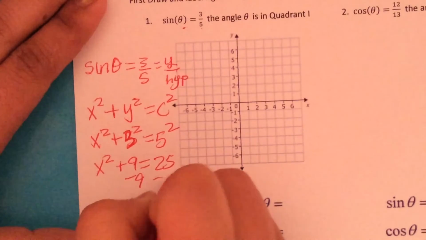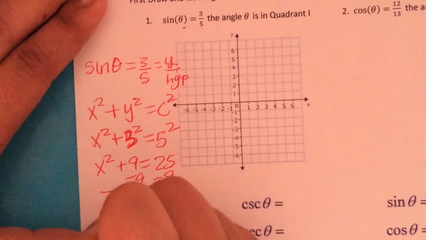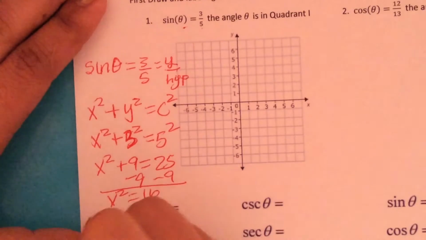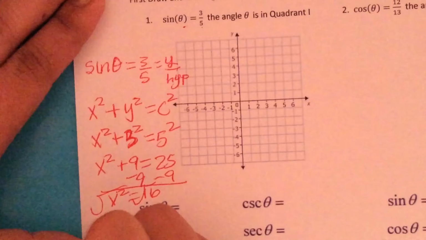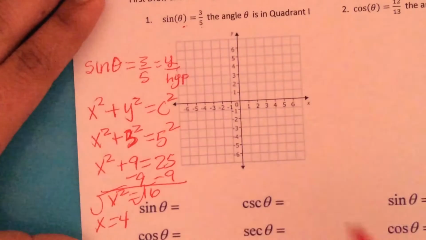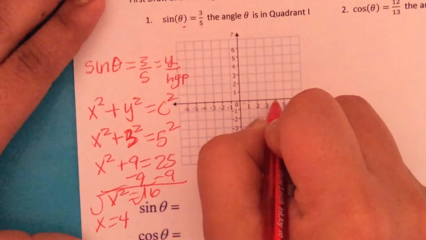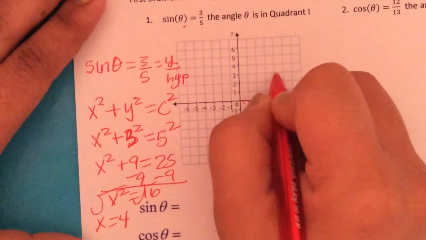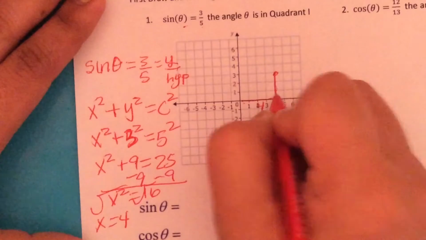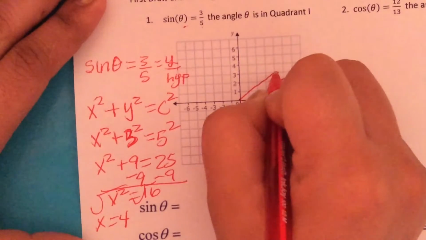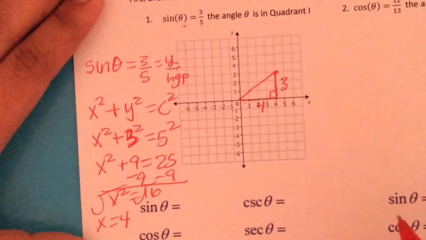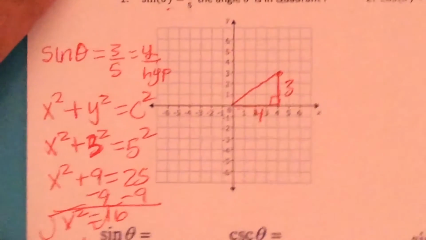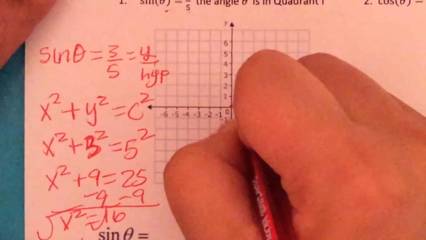Subtract the 9, subtract the 9. So that's x squared equals 16. Take the square root, so x is 4. So your x is 4. So this is 4. And then your y is 3. So that's 3. So then there's your triangle. Okay? And so we're going to build on this. And then this is going to be your theta.